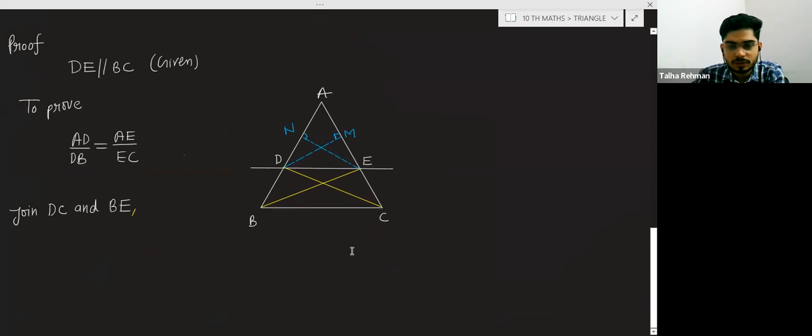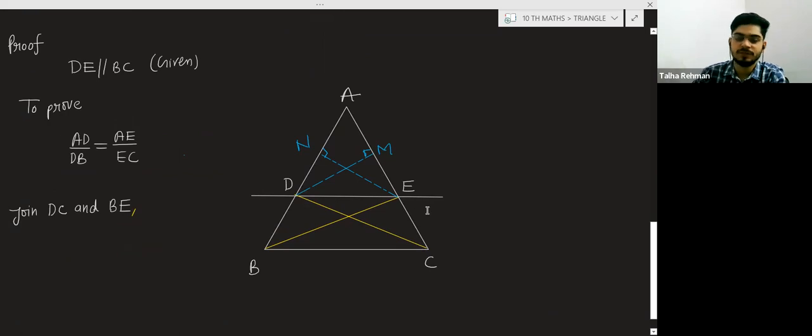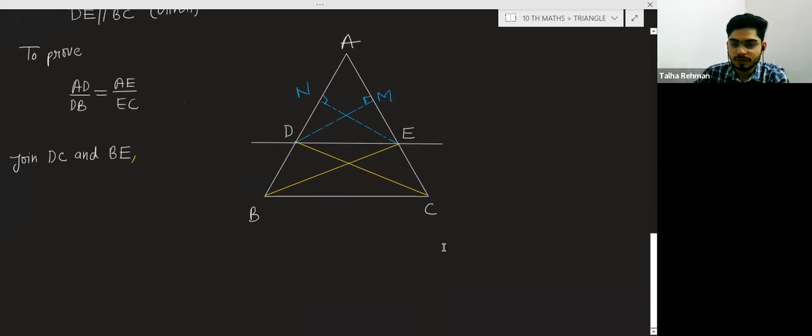Okay. So now see, this is the triangle we have, and what we have done in the last class, we have the triangle ABC, and this line DE is parallel to this BC. So we have to prove AD divided by DB is equal to AE by EC. This we have to prove.